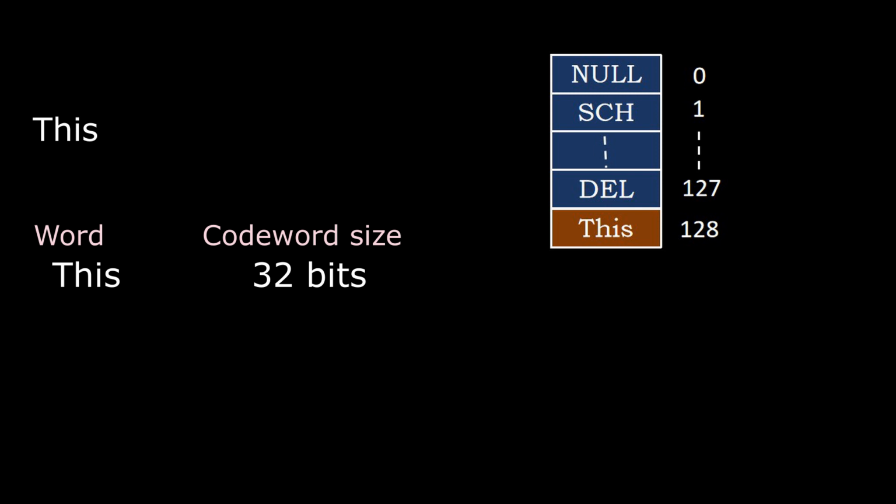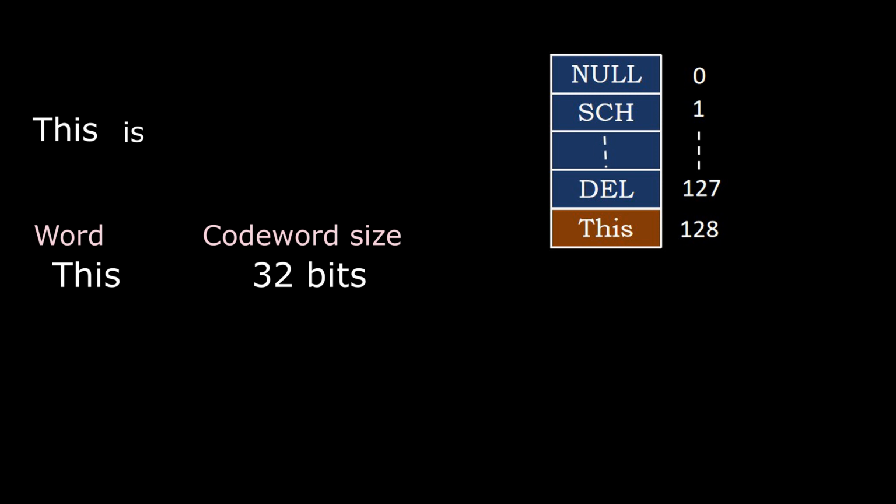Now the next word is "is." On receiving the word "is," the encoder will search the character set. As the word is not available in the character set, again the encoder transmits the 8-bit indices used for the letters I and S separately.